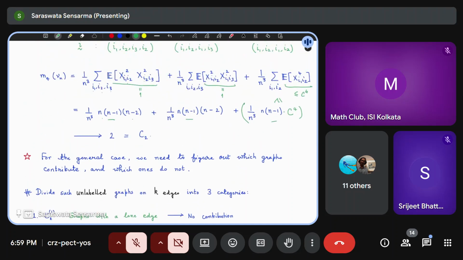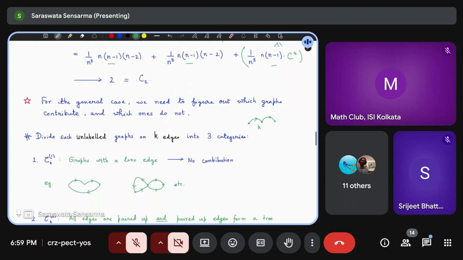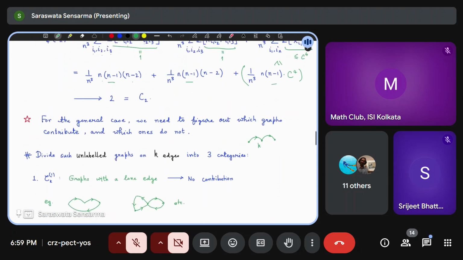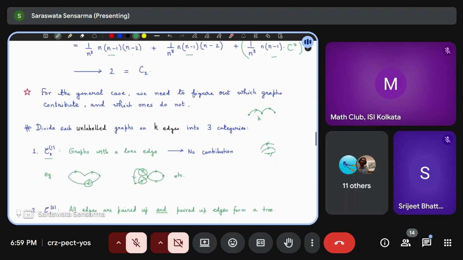So we are looking at graphs, these sort of path graphs, which have k edges. In the computation of the kth moment, we're looking at the graphs with k edges. So we divide them into a few parts. First one, let's say C1k. These are graphs with one lone edge. Just one edge where there is no edge going back or another edge going forward, nothing is there. So these are just graphs with lone edges, right? And the moment you have a lone edge, that term doesn't contribute. So such graphs have no contribution.